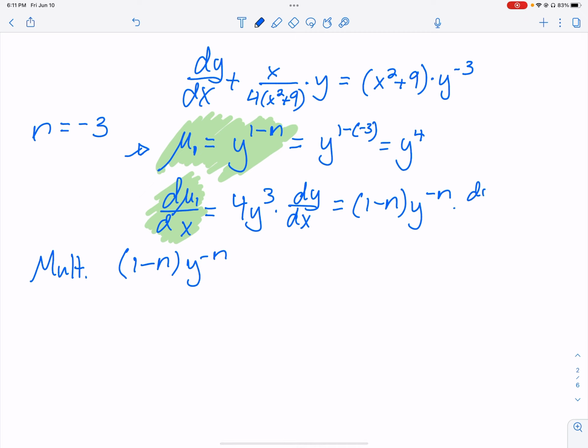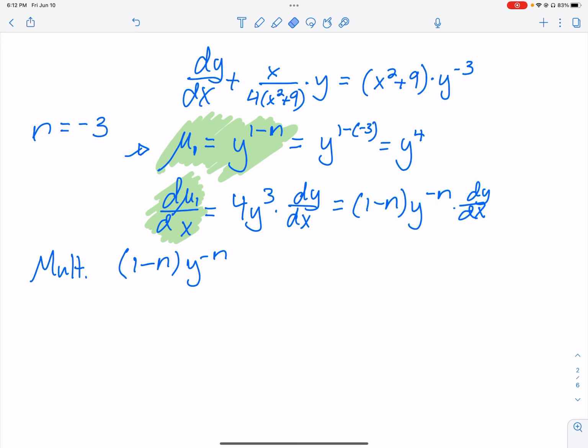And then times, this is dy over dx. So this is the formula for both those equations. One equation is mu1 equals y to the 1 minus n. d mu1 over dx is just the power rule. This mu1, 1 minus n comes down, and then I lower the exponent by 1. Well, 1 minus n minus 1 is negative n. And then I don't know what y is, so it's a dy dx.